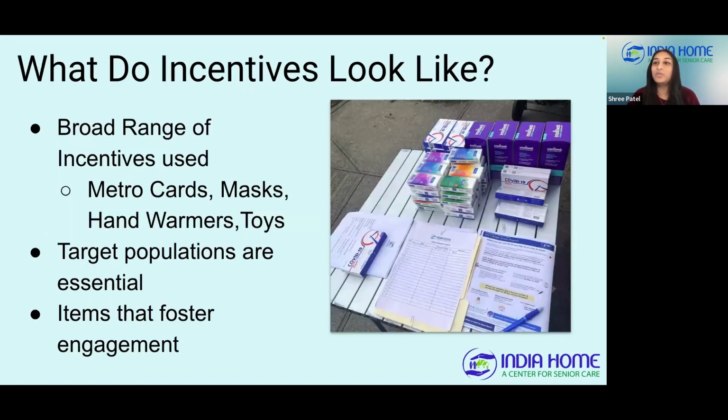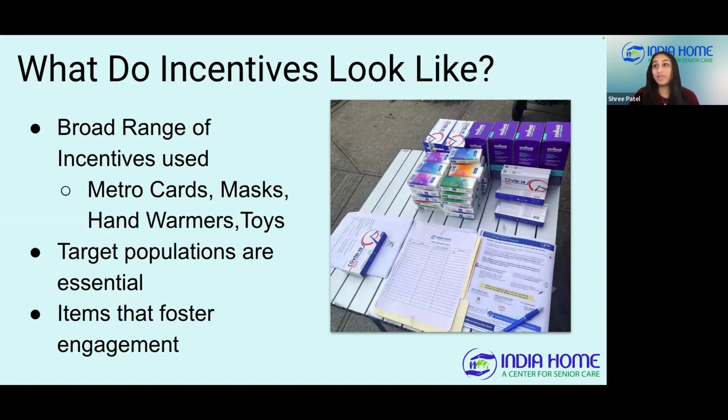So just to begin, I'm going to discuss what incentives look like. Incentives are any sort of free item that RCHWs place at outreach tables to hand to community members. It's primarily to get community members engaged, grab their attention, create trust, and begin that conversation.